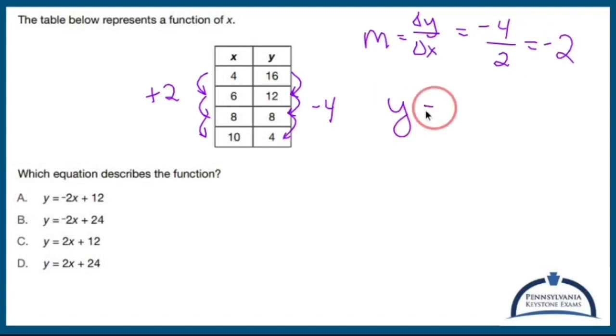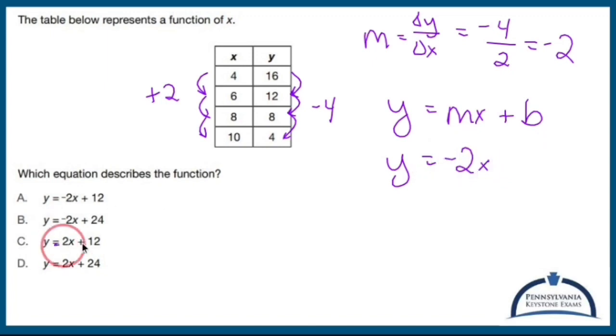Now, if I look at this from a y equals mx plus b form, I now have y equals m, which is now -2x, and I need my b. But if I have y equals -2x, that eliminates those other choices. What I need to do now is find my y-intercept. In order to find b, I'll put that plus b back there, take any one of these points, and replace the x and the y here, and that'll allow me to find b.